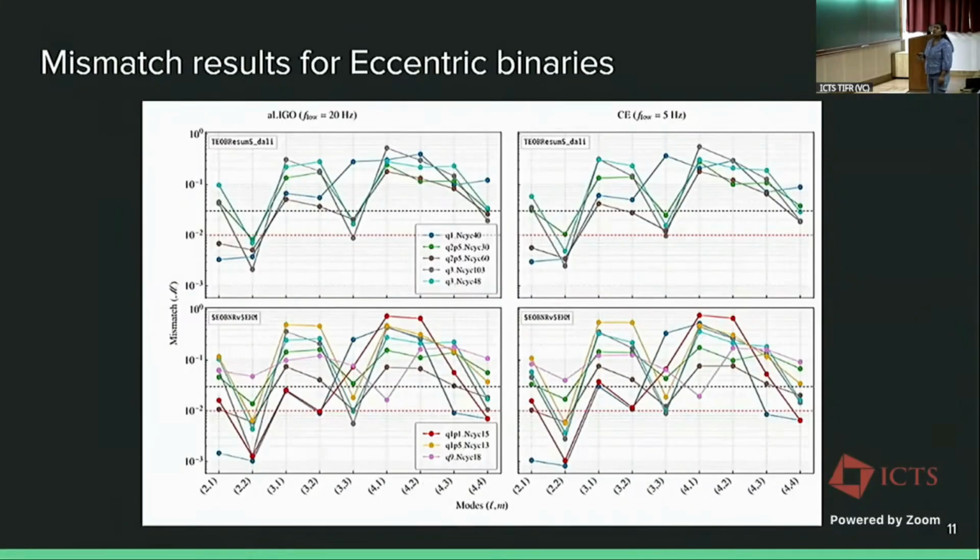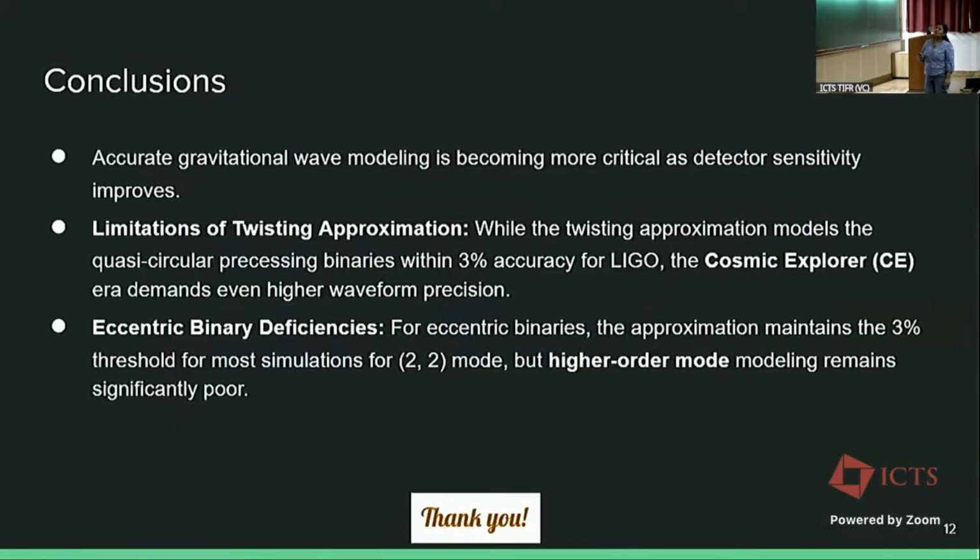I also studied this for eccentric binaries. Here the x-axis shows the different modes and the y-axis the mismatch value. For the 2-2 mode, in most cases the mismatches are below 1%, like 10⁻², so for the 2-2 mode at least it's good. But for the higher modes, the 3-1, 3-2 and others, the mismatches are above 1%. So yes, we need to worry about that. Okay, I'll conclude here.